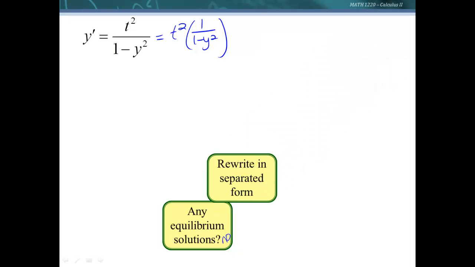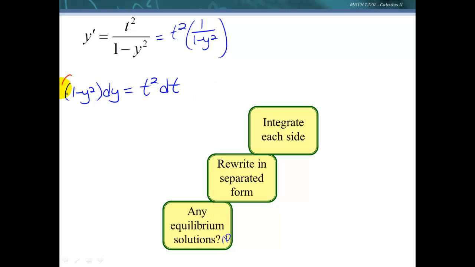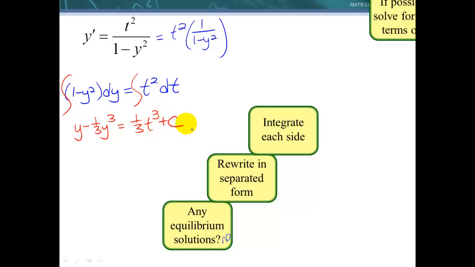So let's rewrite it in separated form. We're going to have our dy on this side, and we're going to bring our function of y over there, so that would be by multiplying both sides by 1 minus y squared, and then we've got our t squared, and we put our dt here. Then we are ready to integrate each side, and when we do that, this is going to be y minus 1/3 y to the third, and that would equal 1/3 t to the third plus a constant.